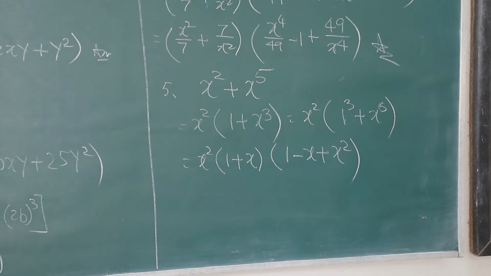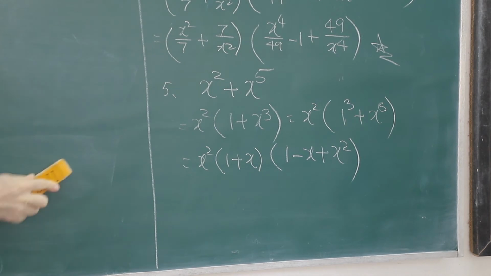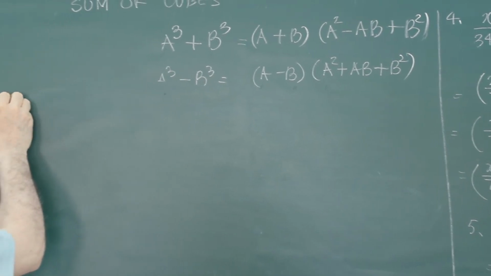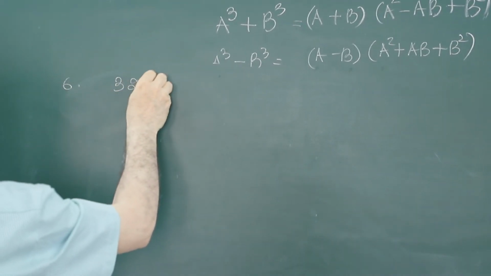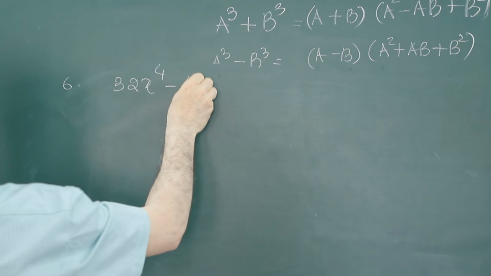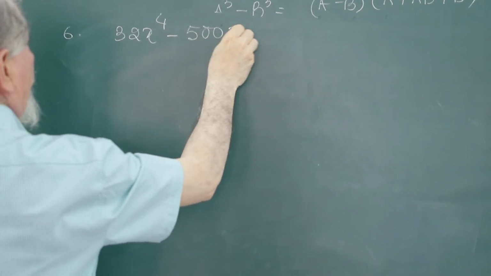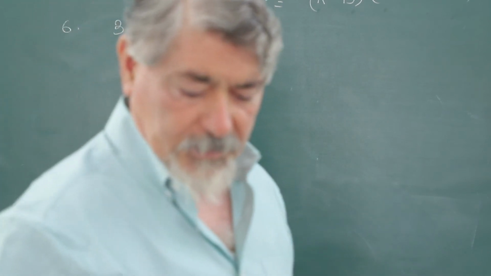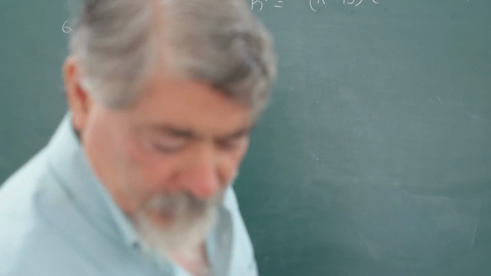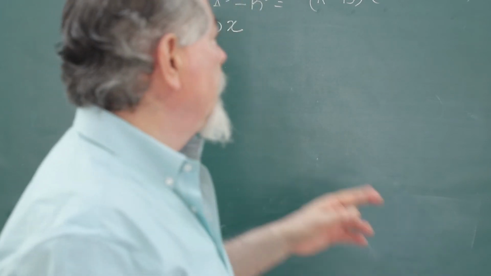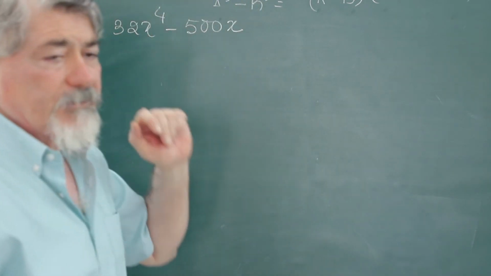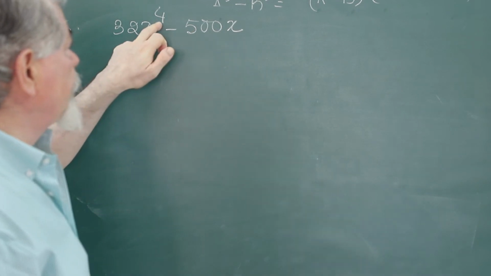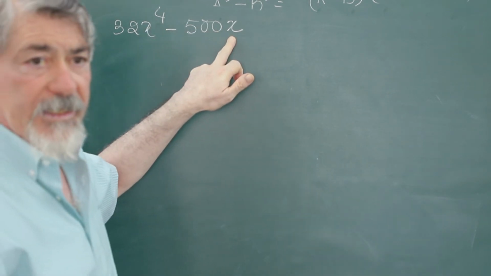Now let us see question number 6. Question number 6 is 32x to the power 4 minus 500x. Directly I cannot see it to be a cube question. I know it is coming in the cube chapter, so obviously it will be cube. But what you need to do is, can you take out something common? Yes, out of x to the power 4 and x, I can take out x common.